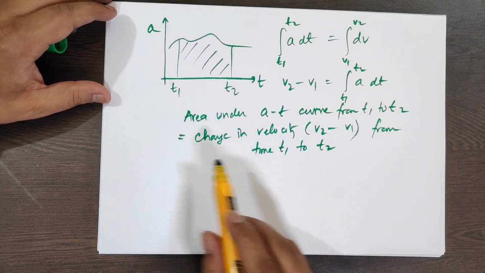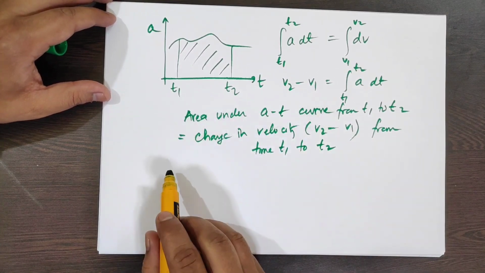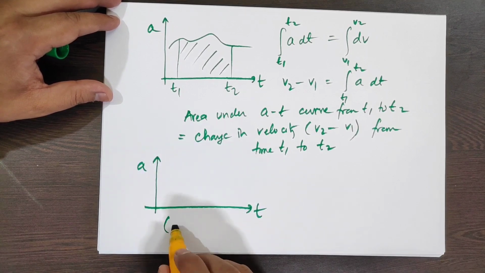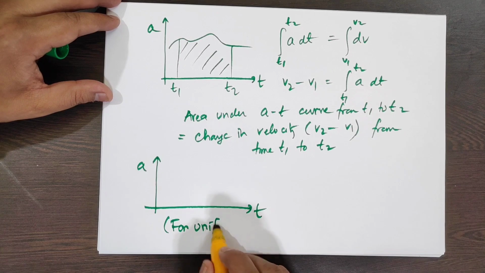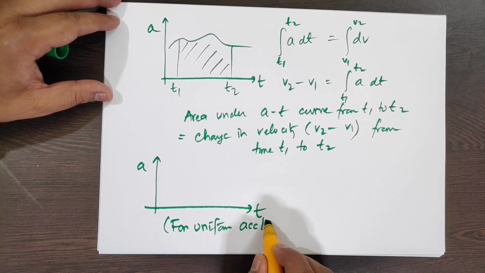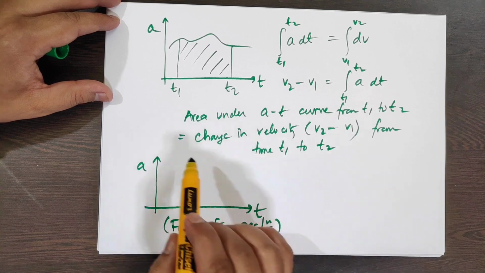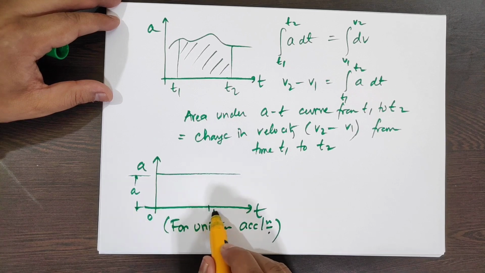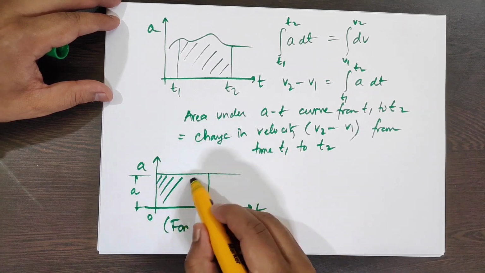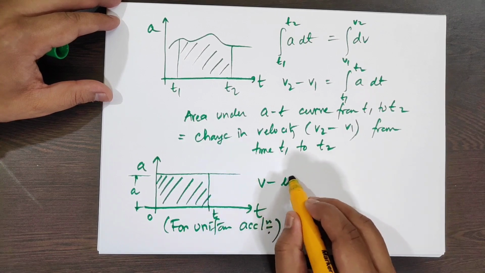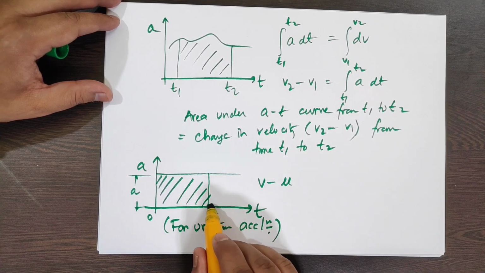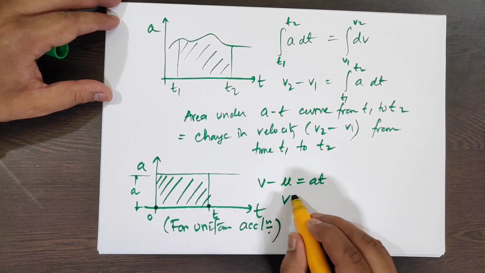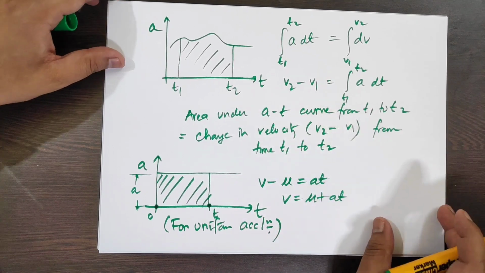For constant acceleration, obviously a will be constant, it will be flat. There it is. For constant or uniform acceleration, this is a. So from time 0 to time t, this area is at, right? So v minus u, v is the velocity at time t, and at time 0 the velocity is u, so v minus u equals at. So v equals u plus at, looking at it from a different way.